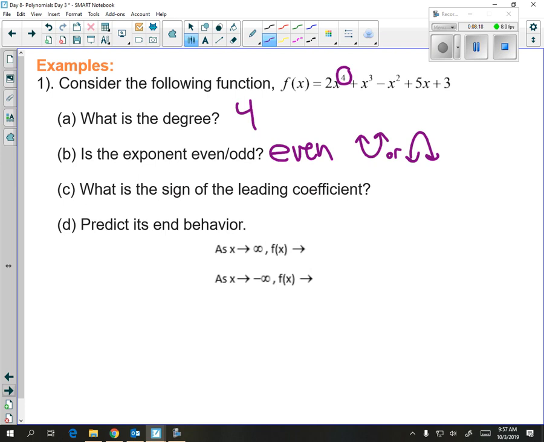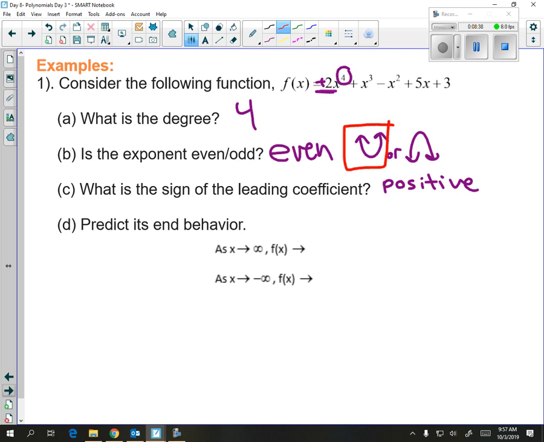The sign of your leading coefficient. Your leading coefficient is a positive 2. So it is a positive. If you have a positive leading coefficient, that means this is what you're going to have. Both arrows are going to be going up.